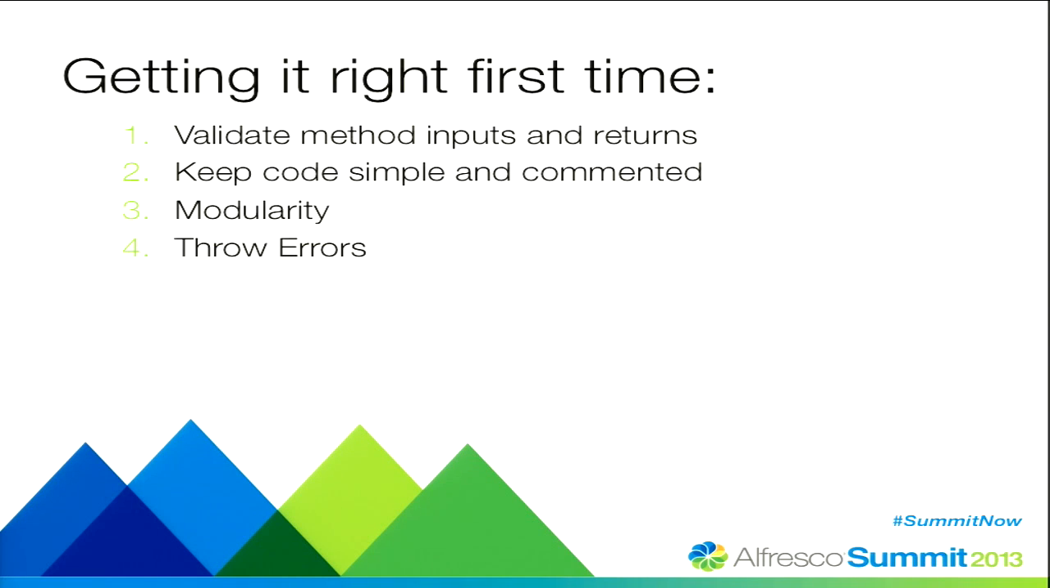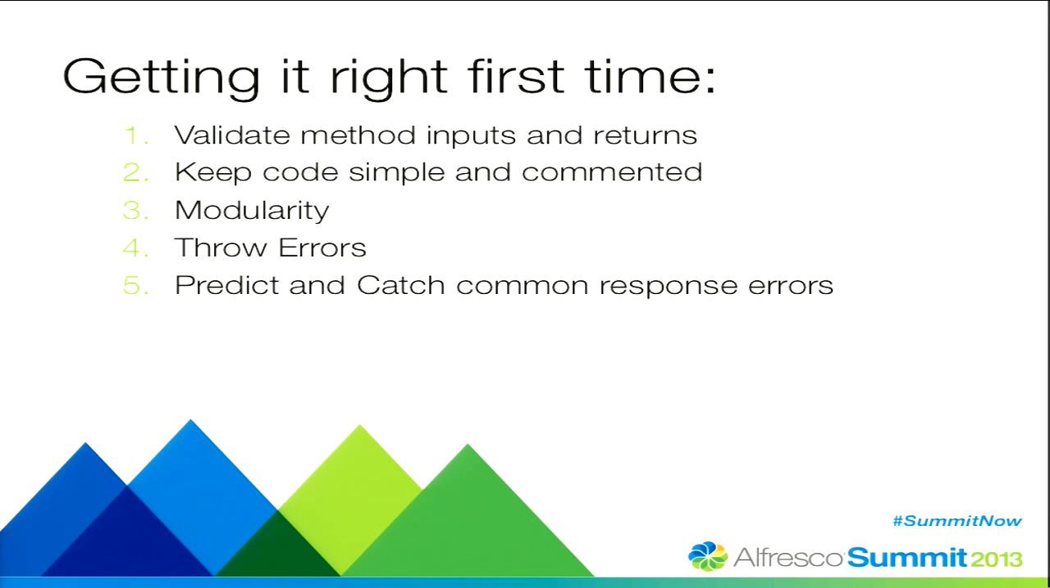And throwing errors, something I think a lot of JavaScript developers overlook. But if you've checked a variable and it's not as you expect it to be, throw an error. That's what should happen, and it makes debugging easier if you get an error that tells you what's gone wrong.